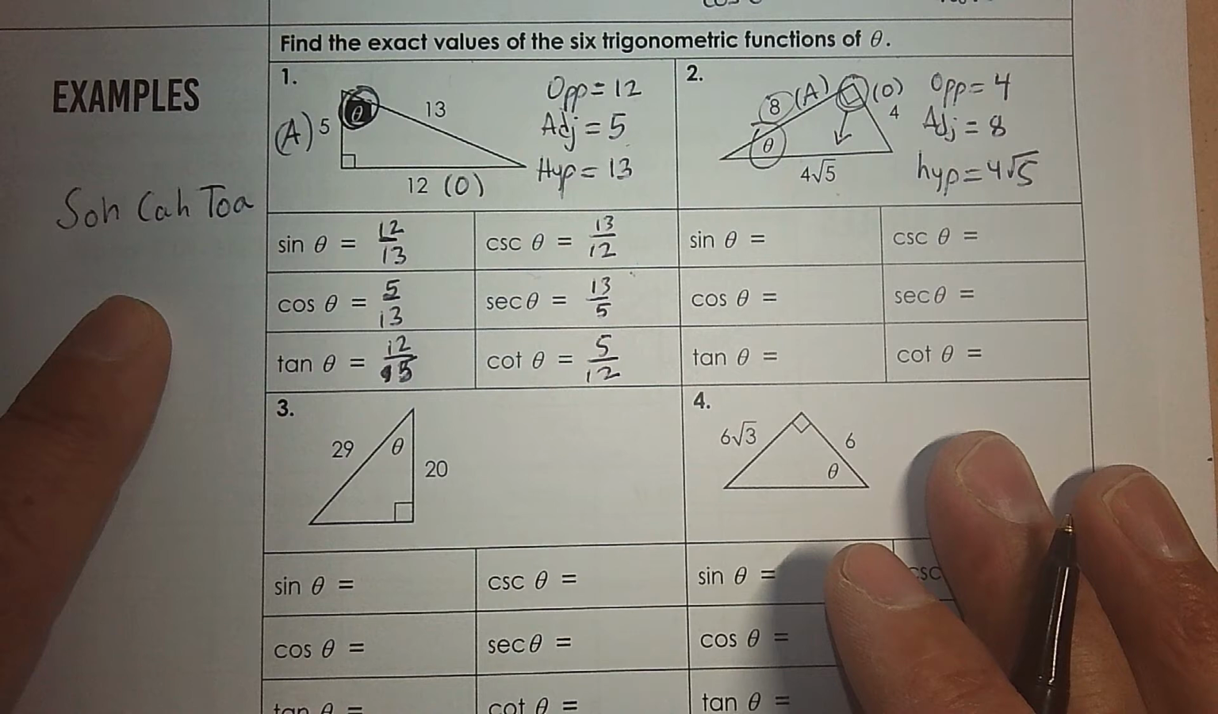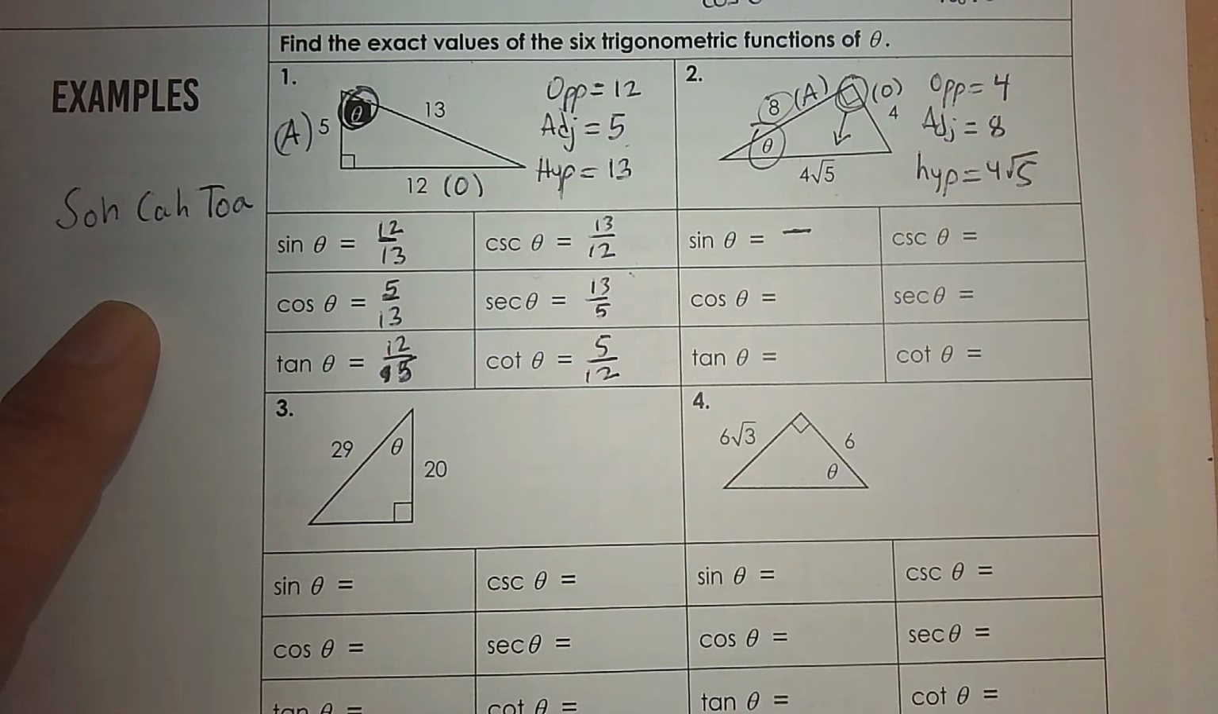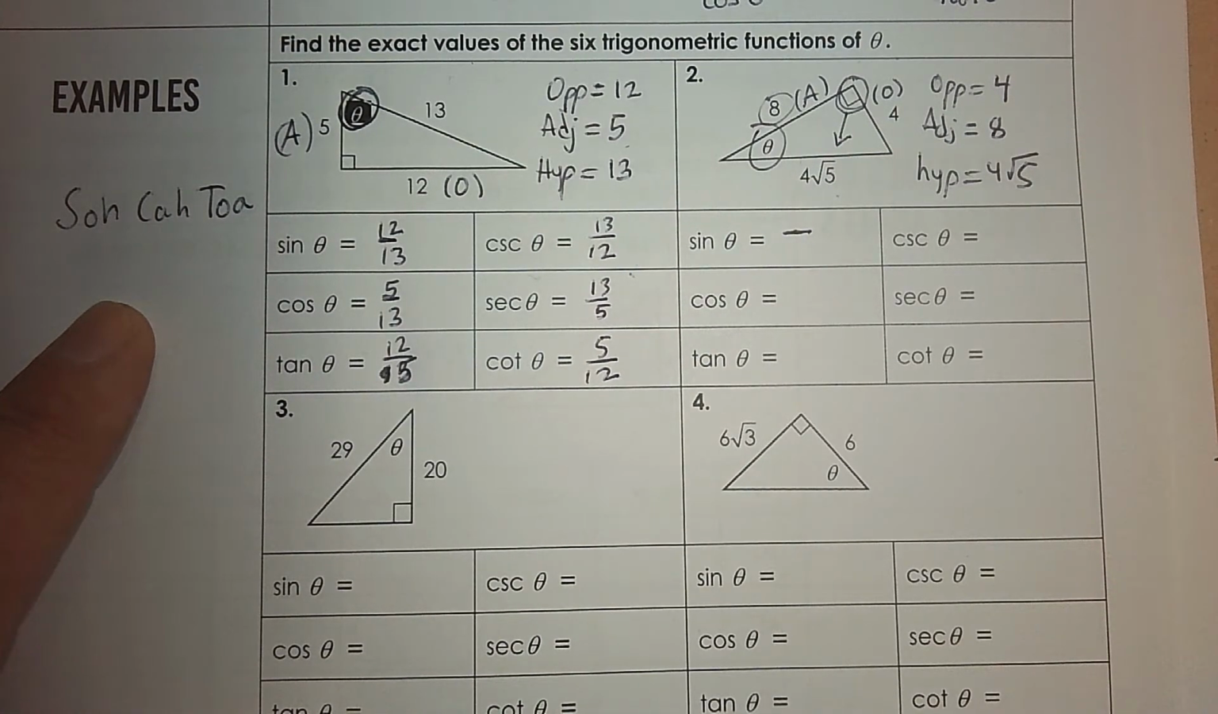Here we go. Next, you don't have to write it down again and again if it's right there, right? So, SOH CAH TOA. All right, go. Write down what sine is. You do it.